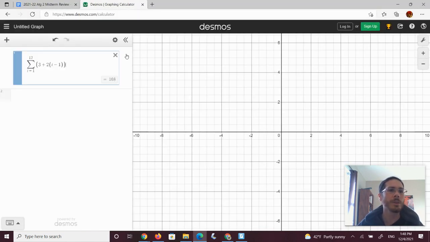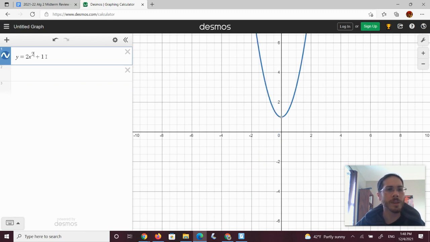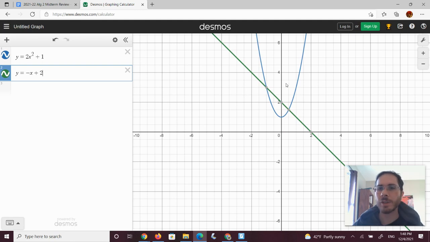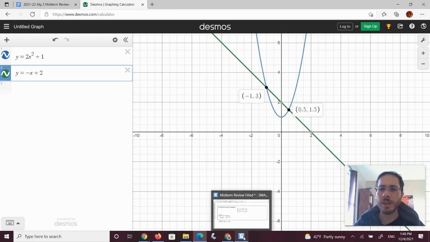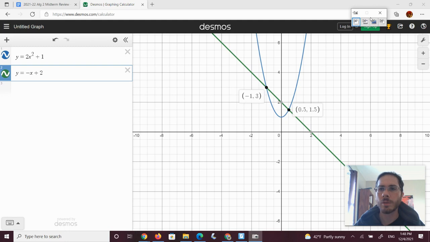So we've got y equals 2x squared plus 1. And then for the other function, I kind of forgot what it was, y equals negative x plus 2. And yeah, I think this is going to be a little bit easier just to solve and just grab these 2 points, because those are going to be the answers, because where they intersect is where our solution is. So let me grab my screen capture here. We'll go ahead and we'll steal our graph.